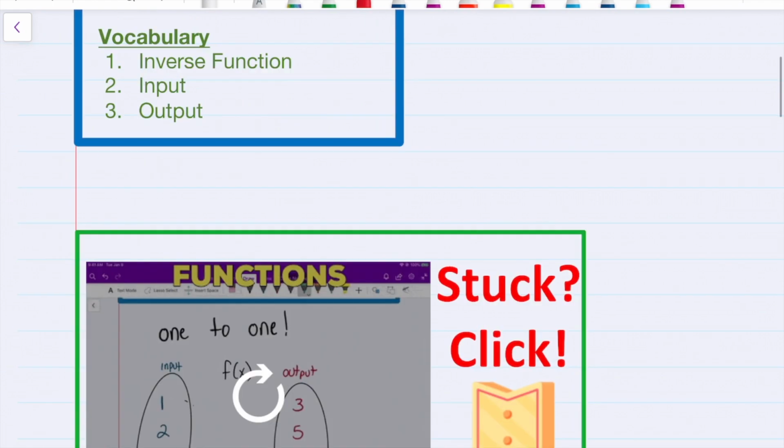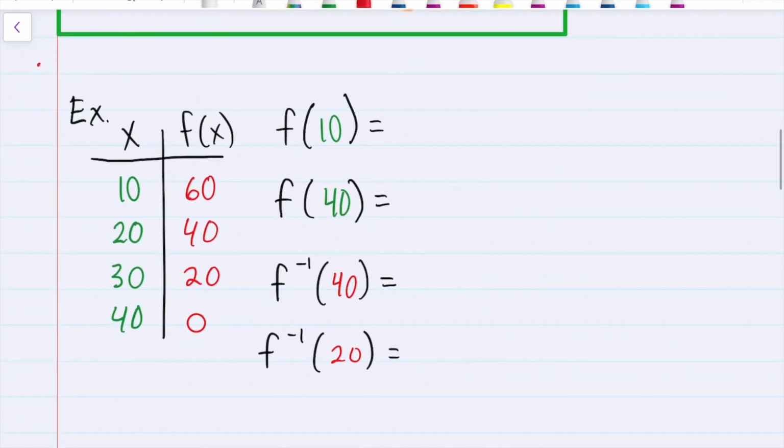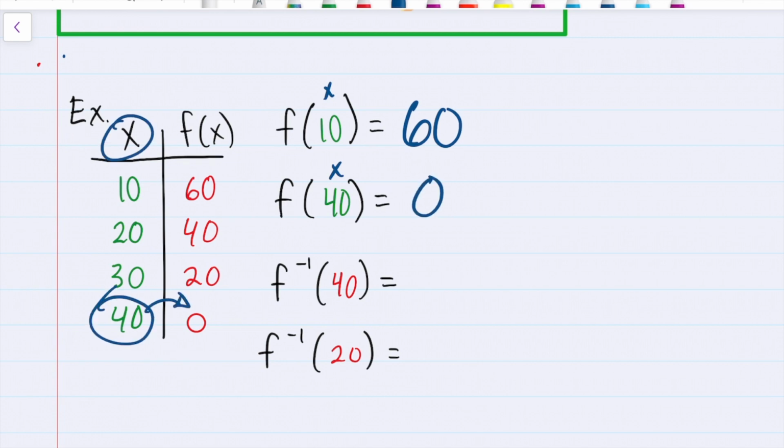On a regular function, when I put a 10 on the x, I get a 60 as an answer. So my answer for this one is 60. When I put a 40 on the x, again, look at the x. When I put in a 40, I get an answer of 0. So that's how the original f works.